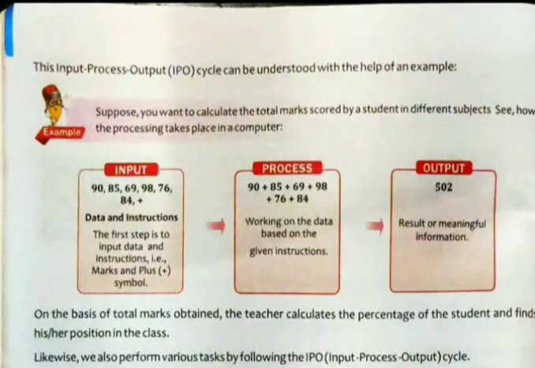Next page. This input process output cycle can be understood with the help of an example. Example, suppose you want to calculate the total marks scored by a student in different subjects. See how the processing takes place in a computer.